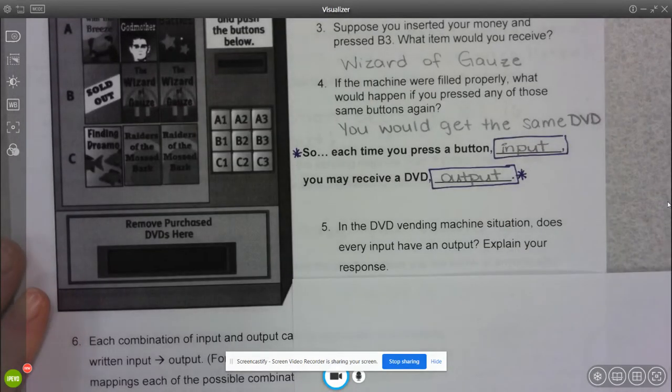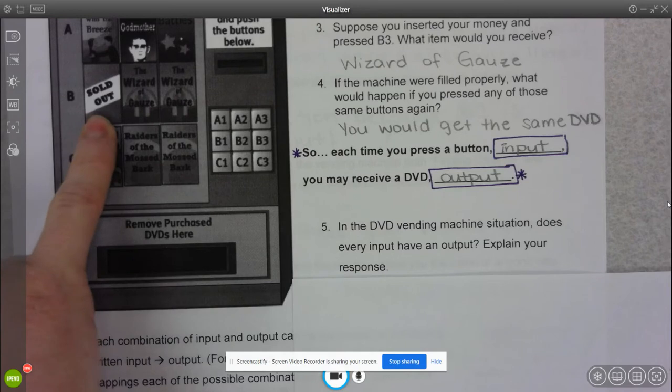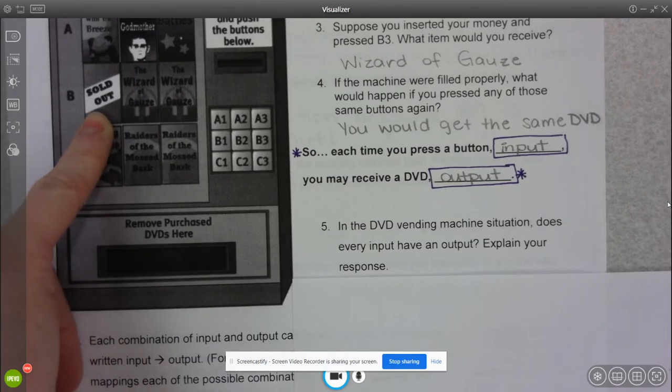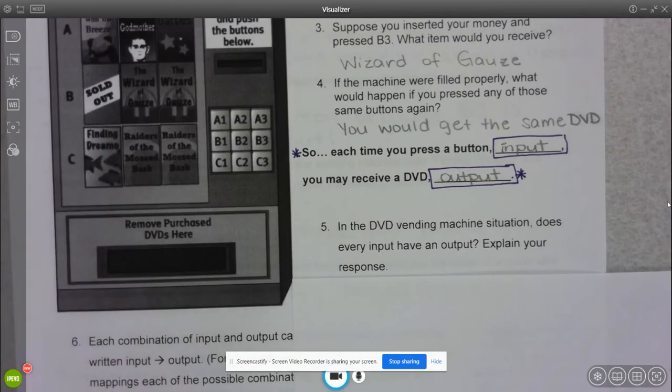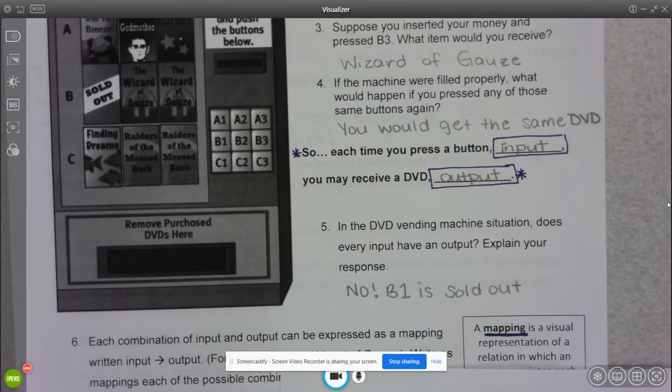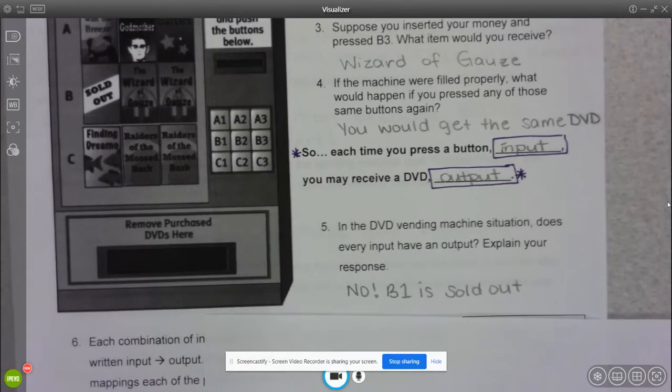So our next question, does every input have an output? Well, in this case, not every input has an output because this button B1 is sold out, so we would not receive anything if we hit B1. So no, B1 is sold out, so we do not have an output there.